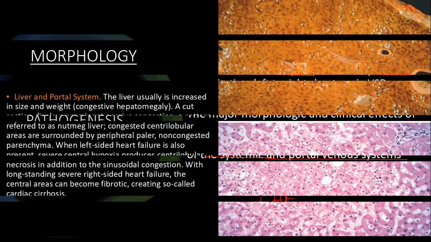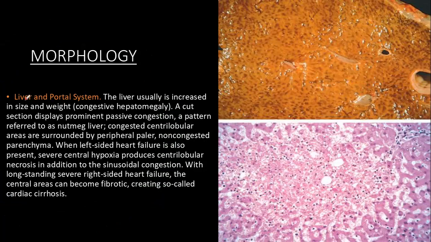Now, let's look at the morphology. First, the liver and the portal system. The liver is usually increased in size and weight, what is known as congestive hepatomegaly. A section usually displays prominent chronic passive congestion of the liver, a pattern which is referred to as a nutmeg liver. These are the features of a nutmeg liver.